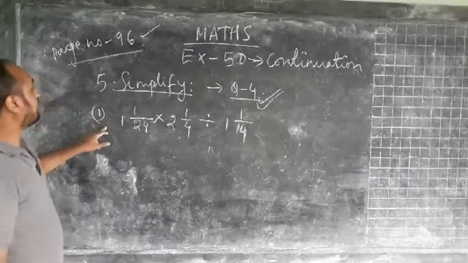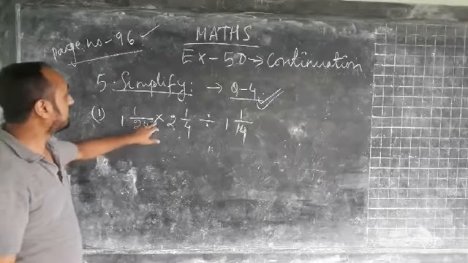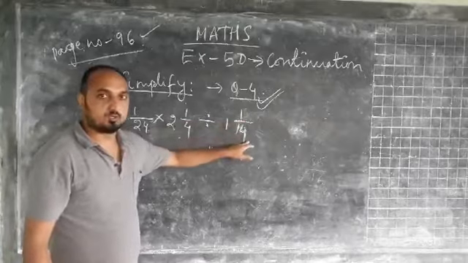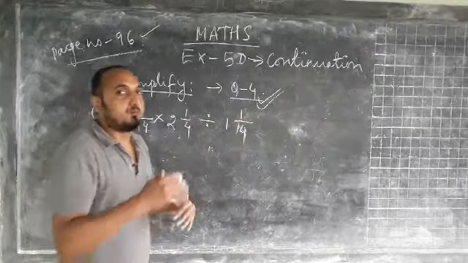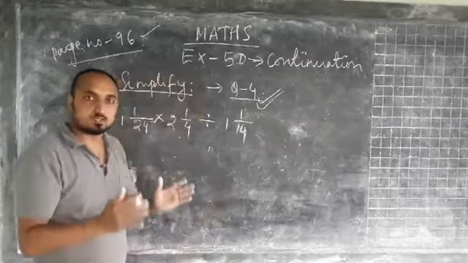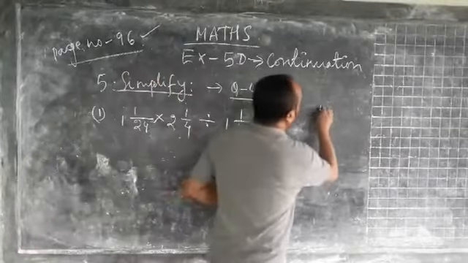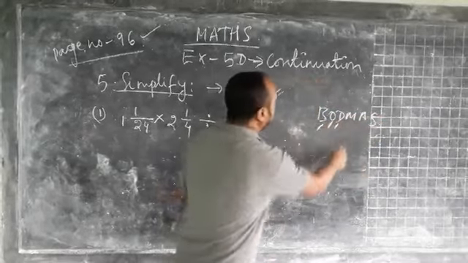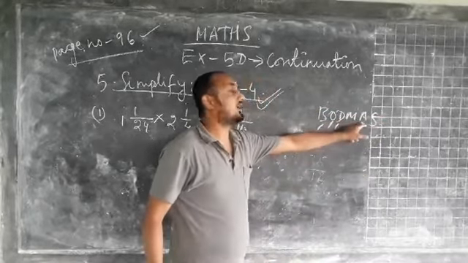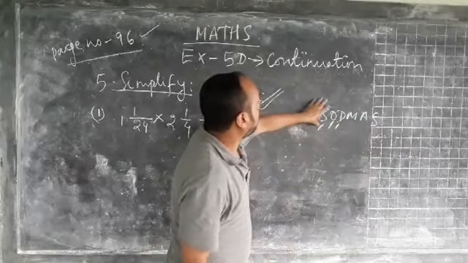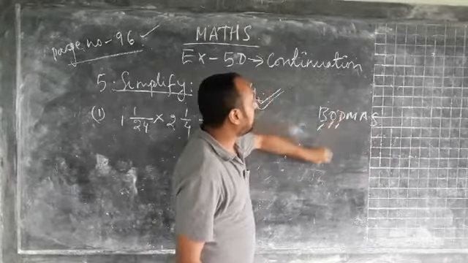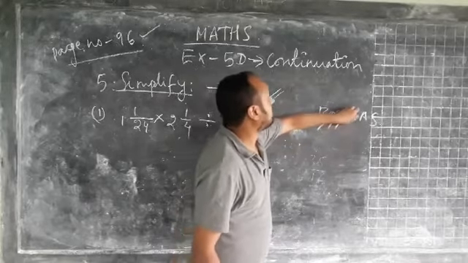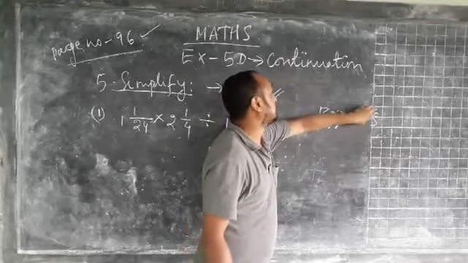So in question number 1 we have given 1 by 24 into 2 1 by 4 divided by 1 by 14. So here first step we will convert this mixed fraction into simple fraction, then we will follow this BODMAS. Okay, bracket of division, multiplication, addition and subtraction. So if bracket is not there, we will go for the off. If off is also not there, we will go for the division. Okay, and after division we will go for the multiplication and similarly addition and subtraction.